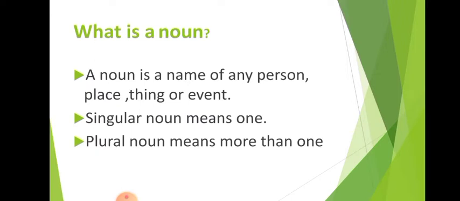A noun is the name of any person, place, thing or event. Singular noun means one person, one place or one thing. Plural noun means more than one. So in plural nouns we are just talking about more than one person, more than one place, thing or event.